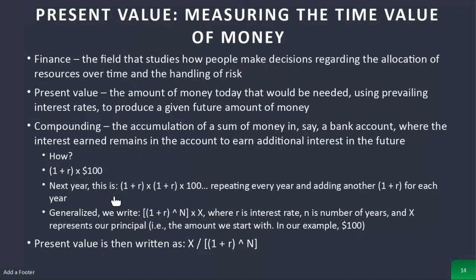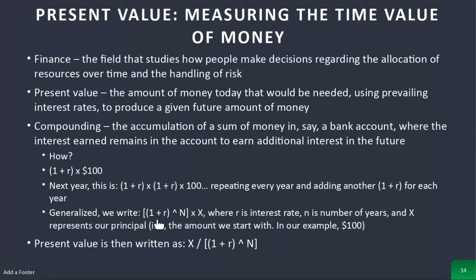Now, next year, this is calculated as 1 plus R, so 1.05 times 1.05 times 100. And that would give you the amount in your account at the end of 2 years. If you repeat every year, you keep on adding 1 plus R for each additional year. So generalized, we can write this equation as (1 plus R) to the n times x, where R is your interest rate, n is the number of years, and x represents our principal, i.e. the amount we start with. In the example I mentioned, our principal is $100.